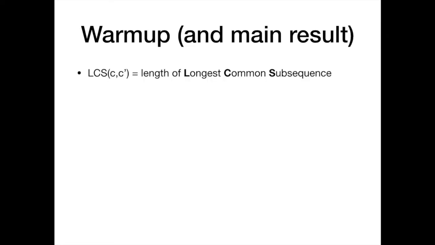So we let the LCS of two strings denote the length of their longest common subsequence. Here are two strings with 0, 1, 1 as a subsequence, so their LCS is 3. Notice in the second string, 0, 1, 1 does not appear consecutively, so subsequences are not necessarily contiguous.